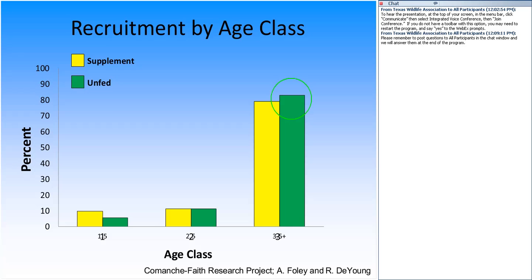And that same pattern happened in the supplemental feed. Again, about 85% of the fawns that we handled in these enclosures had been raised by an adult doe, and in both the fed and unfed enclosures, about 10% of the fawns had been raised by 2-year-old does, and there was relatively low fawn recruitment by does that were bred at 1 year of age.